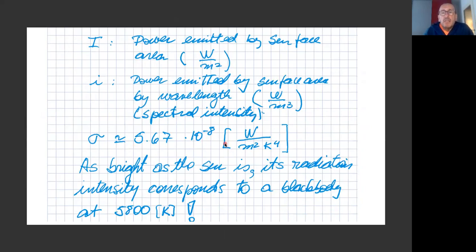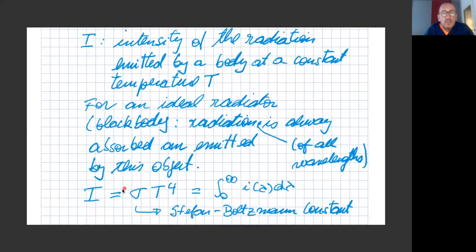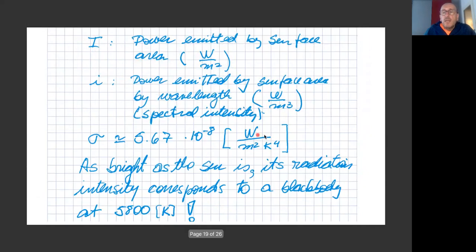5.67 × 10⁻⁸ watt per meter squared per Kelvin to the 4th, which is right, because if you look at this expression, this is intensity in watt per meter squared. That's the radiation that comes out of the surface of the body. It has to do with the Stefan Boltzmann constant times the temperature to the 4th. So it has to have a cancelling factor of K to the 4th to actually provide the intensity here. So I is the power emitted by the surface area, in watt per meter squared. Okay, so this is the emitted intensity.